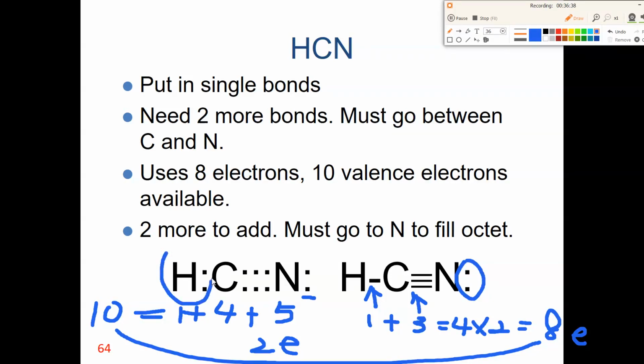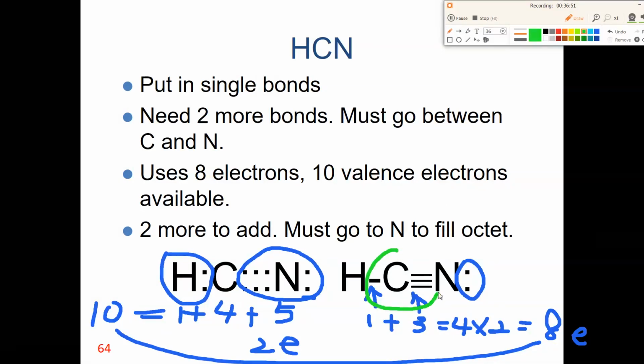Check this hydrogen. It has 2 electrons. It's good. We check the nitrogen: 2, 4, 6, 8. So nitrogen is good. Then we check this carbon: 4 bonds, 8 electrons. So carbon is good. So now all this hydrogen, carbon, and nitrogen have a valid, certified octet.